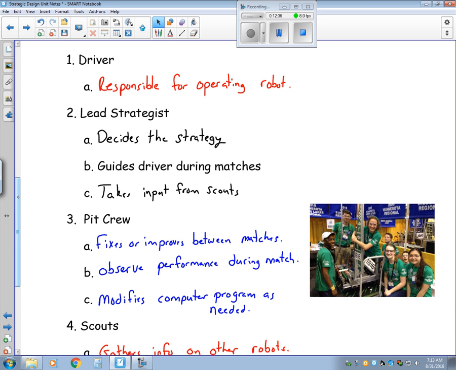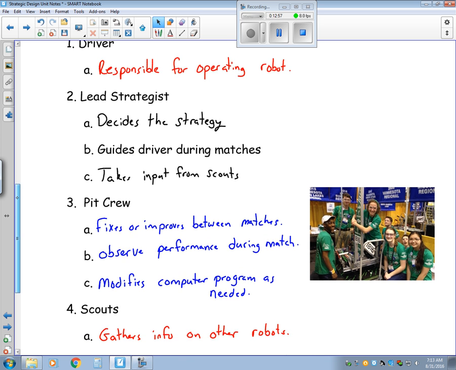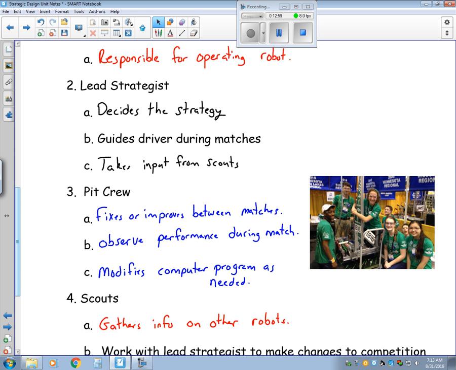The lead strategist, I think over time, as you guys work, there's going to be one individual that just kind of stands out and naturally takes lead over the group. The drivers, again, I'd like to have at least 2, and then every person's a member of the pit crew. Every person is a member of the scouts. So these are just some of the roles that I want you to fulfill during the competition itself. All right, this concludes our video 1.